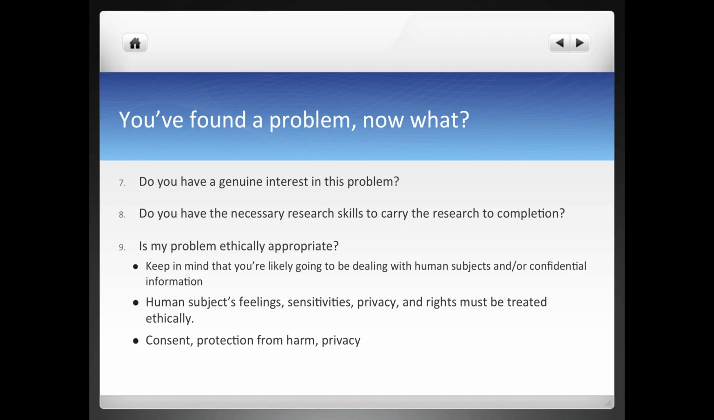So keep in mind that you're likely going to be dealing with data from human subjects and confidential information. This is a time that you really need to consider privacy issues and confidentiality and things of that nature. So guys, at the end of the day, do no harm.